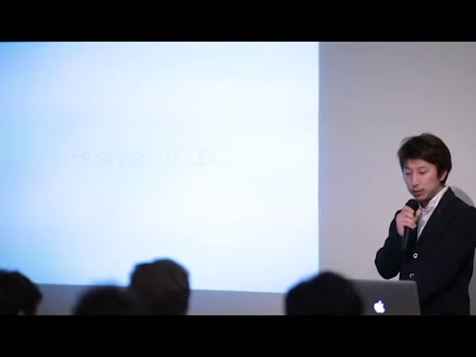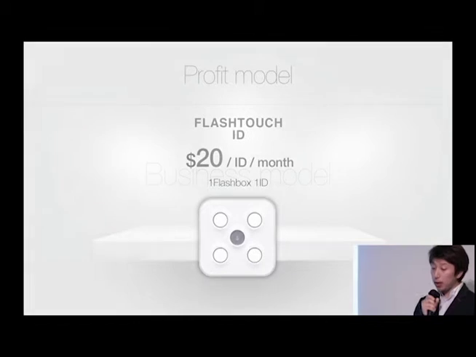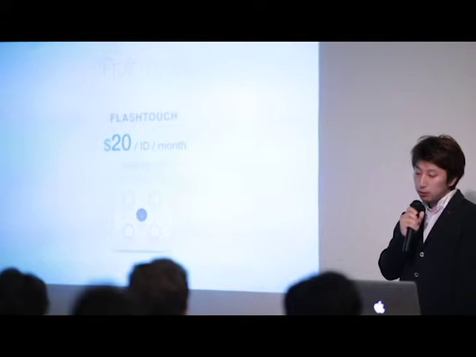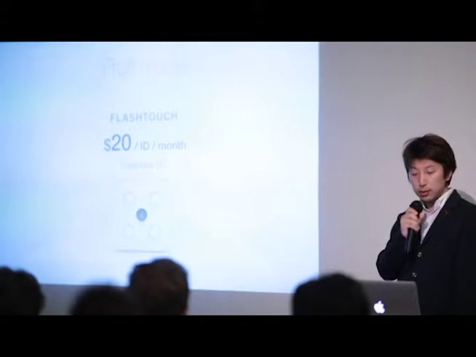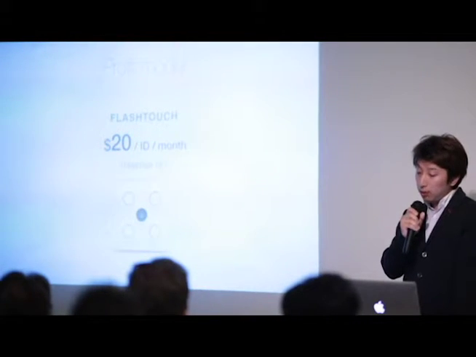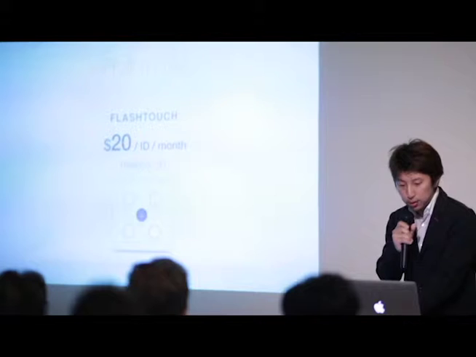So the business model of Flashtouch is different from the other hardware setup. We provide Flashtouch to the client for $20 plus subscription per month per ID. Each Flashtouch device has a unique device ID, so we can charge depending on the duration of device activation. This business model has high switching costs because once the new hardware system is integrated to the client service, clients cannot terminate the subscription service.